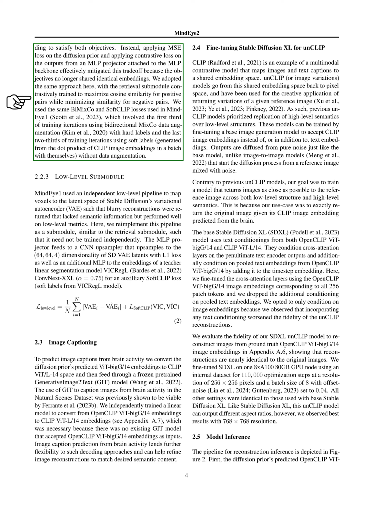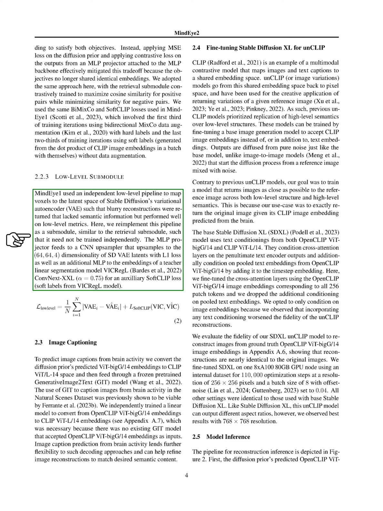Additionally, we incorporate a low-level submodule that maps the fMRI data to a latent space using an MLP projector and a CNN upsampler. This submodule helps generate reconstructions of the brain activity patterns that are useful for low-level metrics. By including these different components in our model, we can effectively align and process the brain activity data across different subjects.